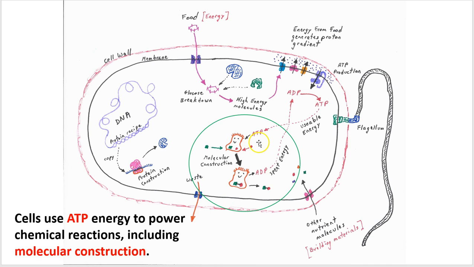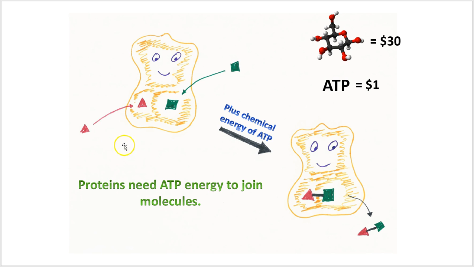And part of that chemistry is to build molecules. So the cell will import nutrients, and these nutrient molecules may have to be stuck together, chemically combined, and proteins can do that job using the energy supplied by ATP. So in this scene, a protein is joining the green and the red molecule to form a larger, more complex molecule. So proteins need ATP energy to join molecules.